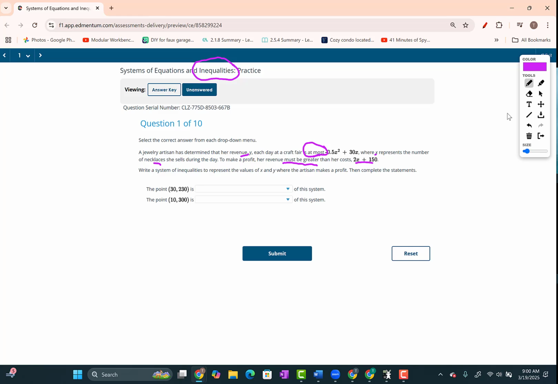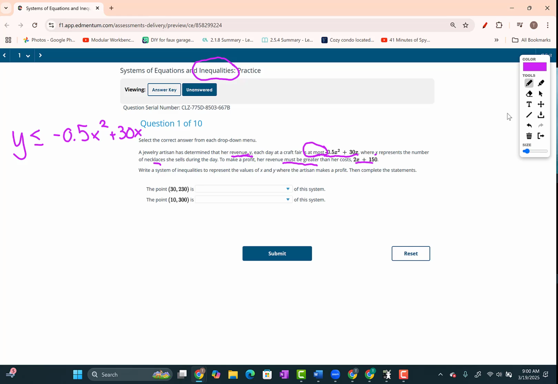So my first inequality, I'm going to write it from this first sentence, where it says the revenue, y, is at most this expression. So that means y has to be less than or equal to negative 0.5x squared plus 30x.